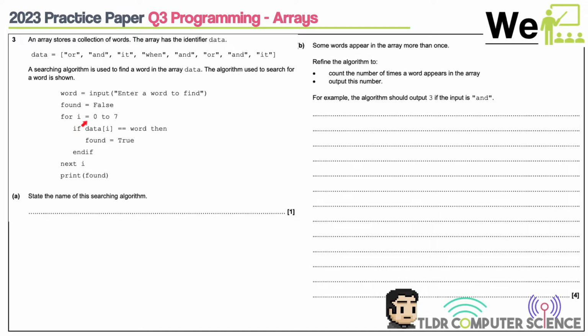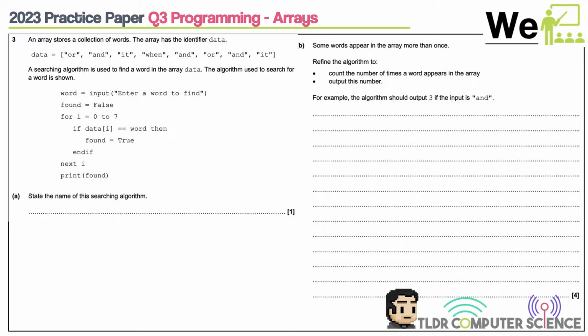And then as it goes around, i is 0. It will say, is data at position i, so that would be this one, equal to your word? And if it is, it will go true. If not, well, it doesn't matter anyway. It will always go up. And it will say if true.